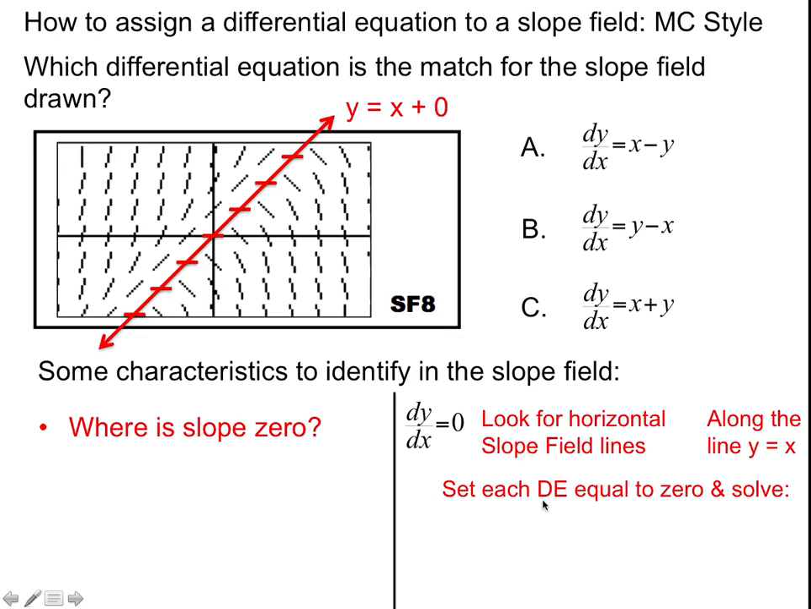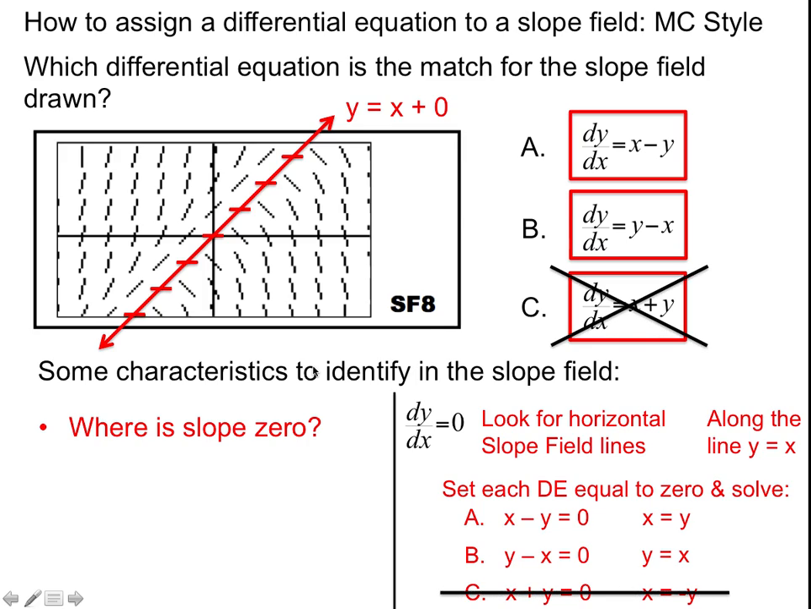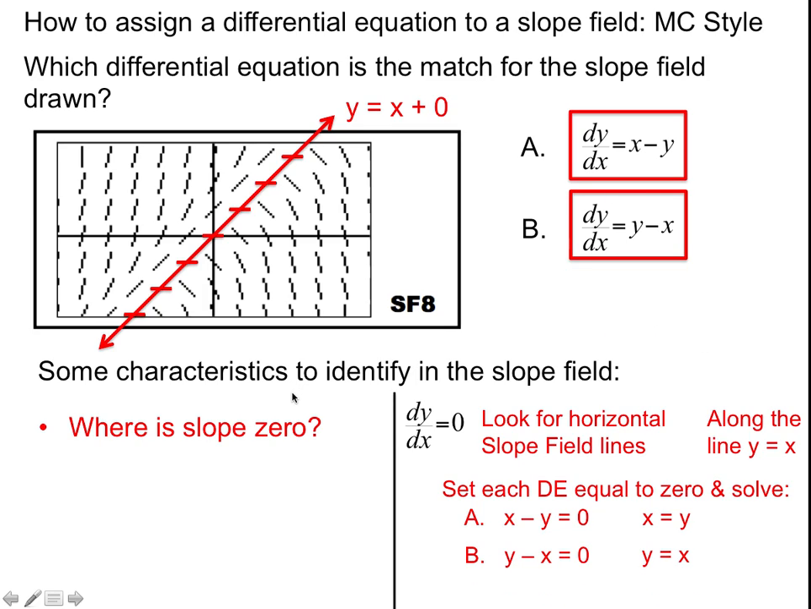And this is another way we can do this. We can set the differential equation equal to 0 and solve. When we set this equal to 0, we get x equals y. We set this equal to 0, we get x equals y again. And that's where these 0 slope fields occur. But when we set choice C equal to 0, we don't. So we eliminate choice C. So that's the first thing to look for. We've narrowed it down to A and B now.